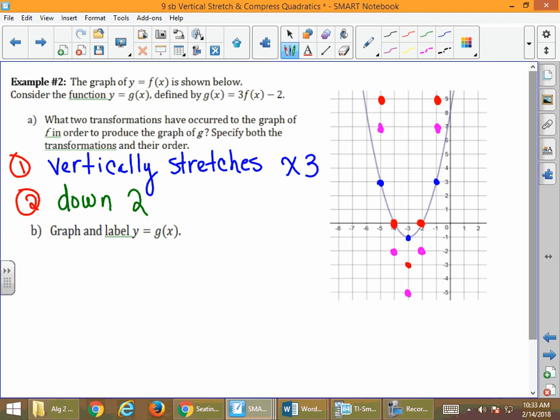And this is going to give us the picture of our quadratic here. Again, I didn't connect the red points. There's nothing wrong with that. Our pinkish purple color is the g of x when we graph and label y equals g of x.